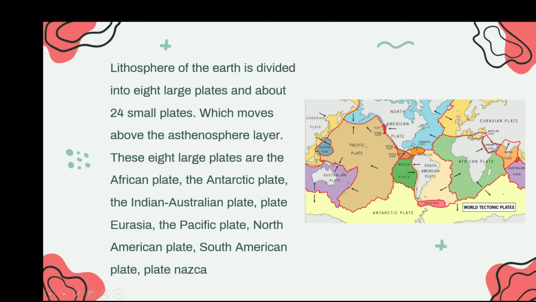The lithosphere of the Earth is divided into 8 large plates and about 24 small plates, which move above the asthenosphere layer. These 8 large plates are the African plate, the Antarctic plate, the Indian-Australian plate, the Eurasian plate, the Pacific plate, the North American plate, the South American plate, and the last, the Nazca plate.